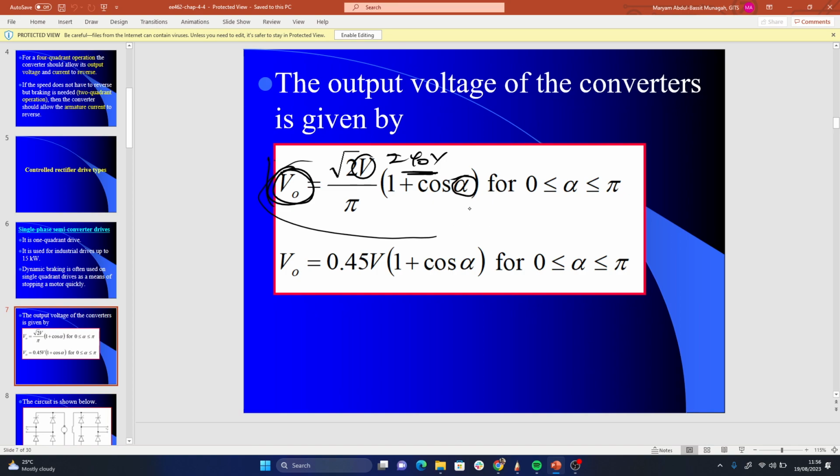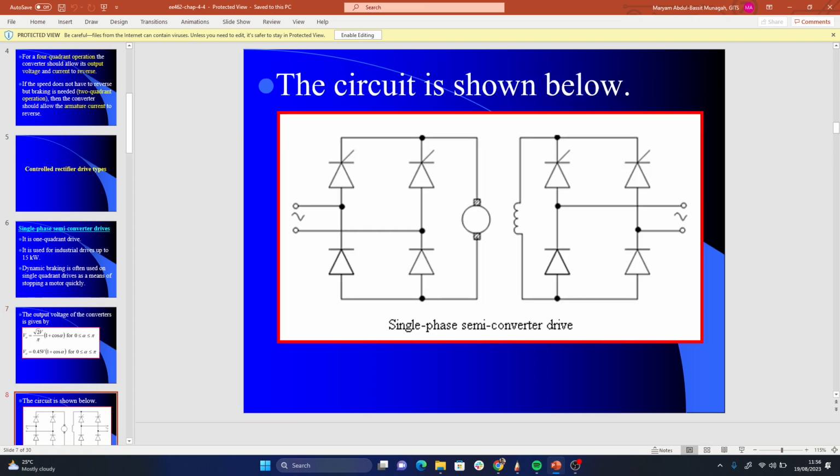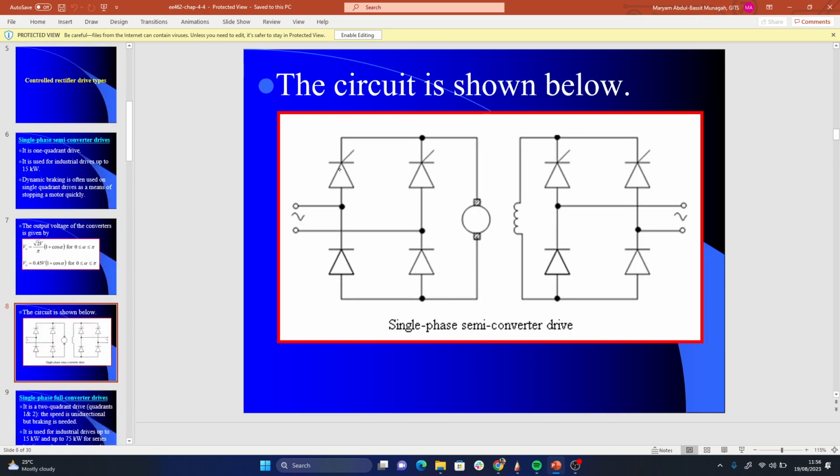For single phase semi-controlled, the formula is √2 V over pi into bracket 1 plus cos alpha. So we have that. Let's see the diagram for it. I said semi-controlled because you see, these are the diodes, right? This is fired, but these two are not fired. So that's why it's semi-controlled.